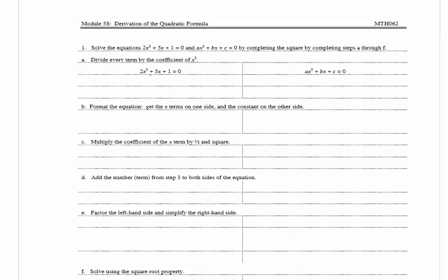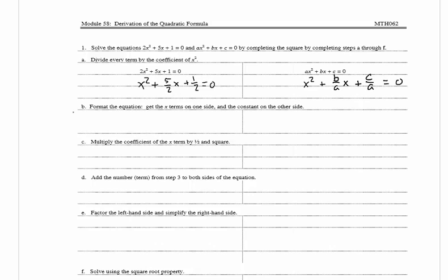So for 2x squared plus 5x plus 1 is equal to 0, if we divide everything by 2, we get x squared plus 5 halves x plus 1 half is equal to 0. And for ax squared plus bx plus c is equal to 0, we're going to divide each term by a. So we get x squared plus b over a x plus c over a is equal to 0.